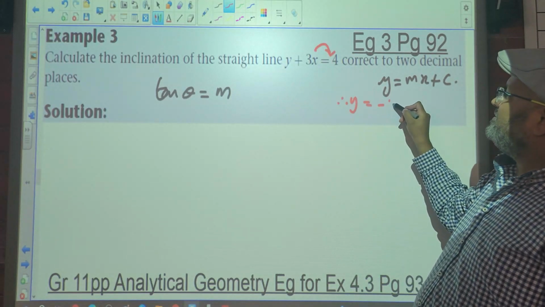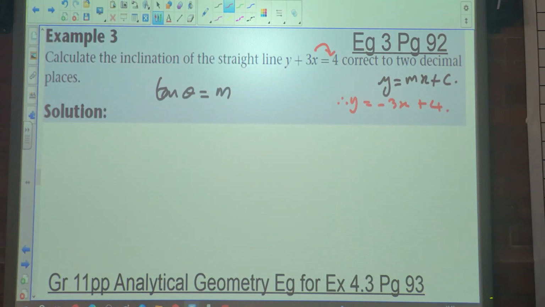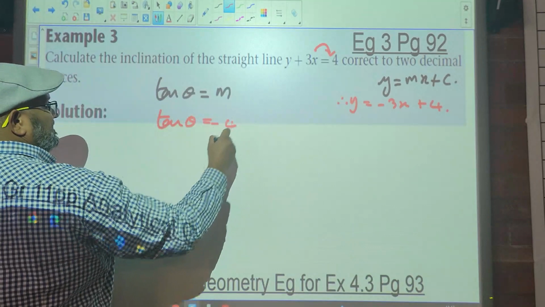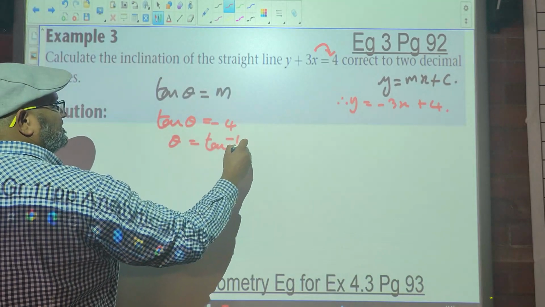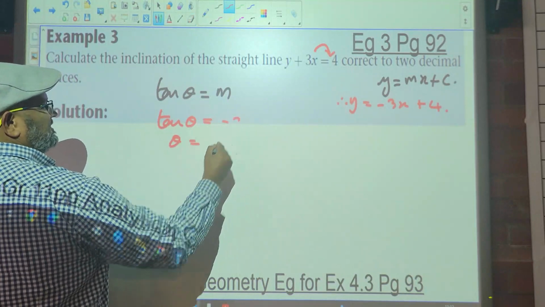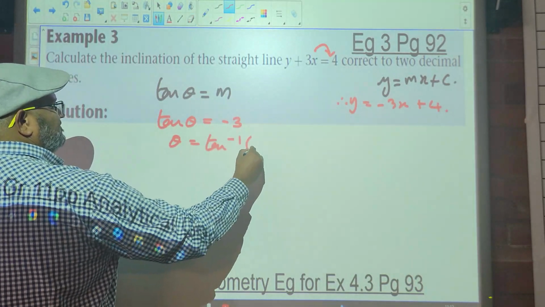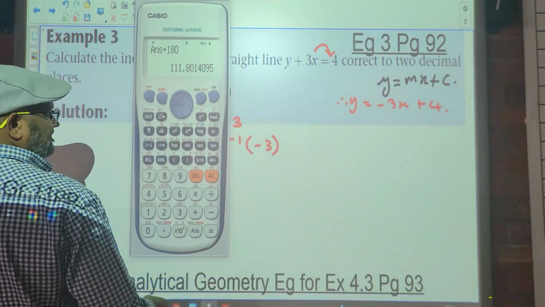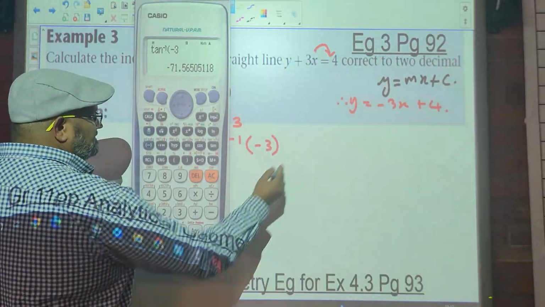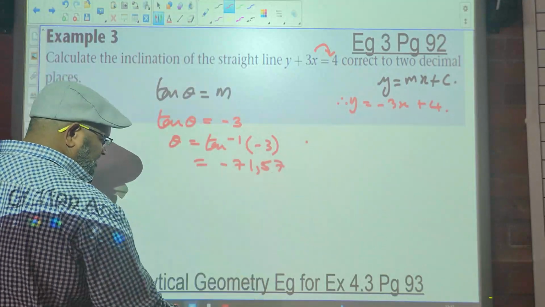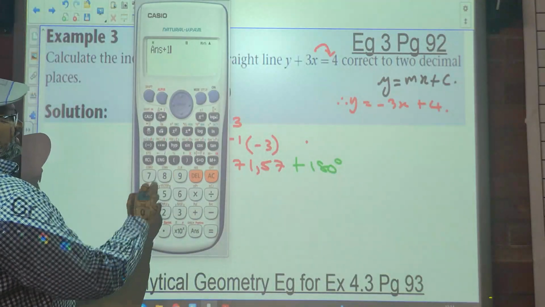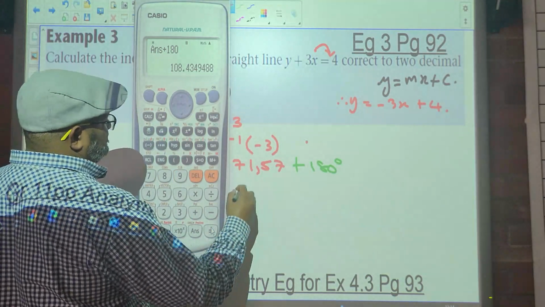So therefore, y is equal to negative 3x plus 4. Not so? So what do we say now? Tan of theta equals negative 3. So theta is equal to arctan of negative 3. The previous sum was negative 4, I mean negative 3, doesn't matter. Shift tan of negative 3 gives you negative 71.57. But what do we do now? Add 180. Why? Because that's an obtuse angle. So add 180 to it. So 108.43.